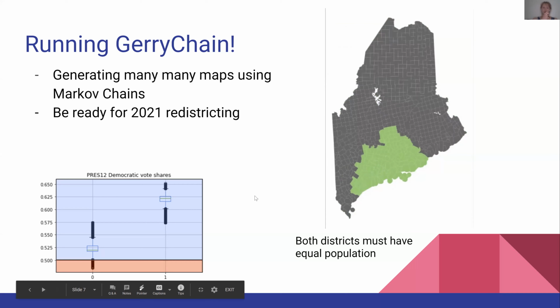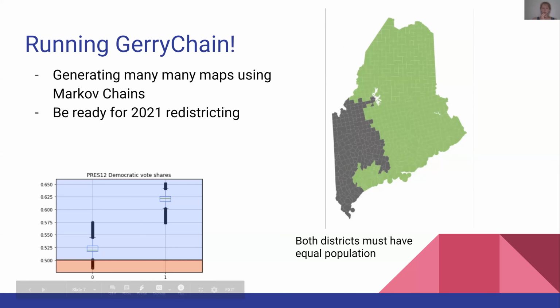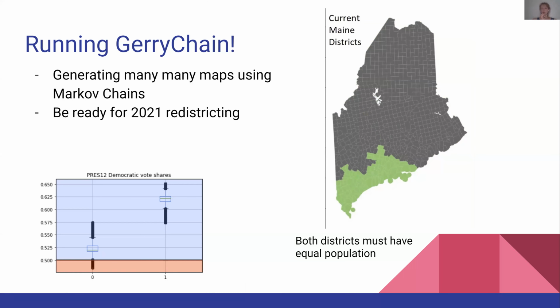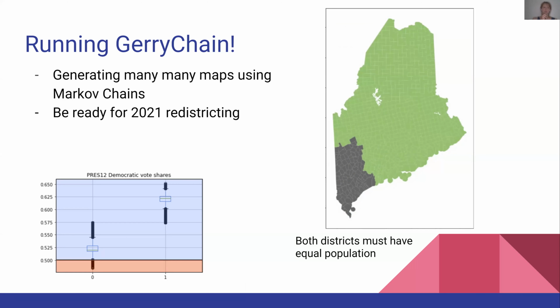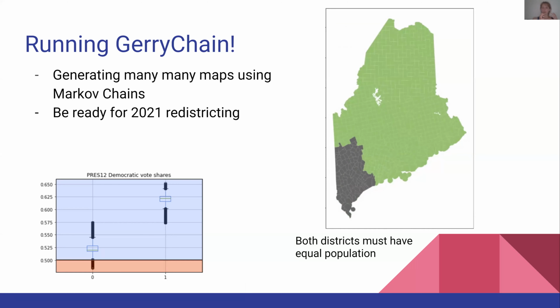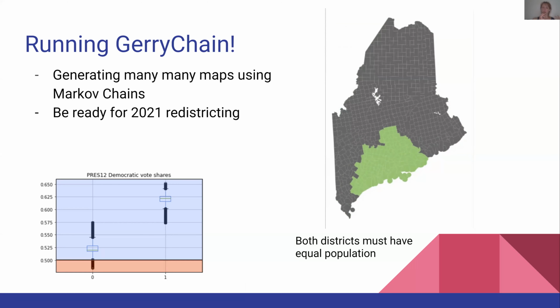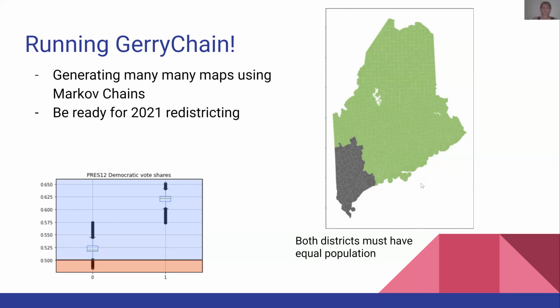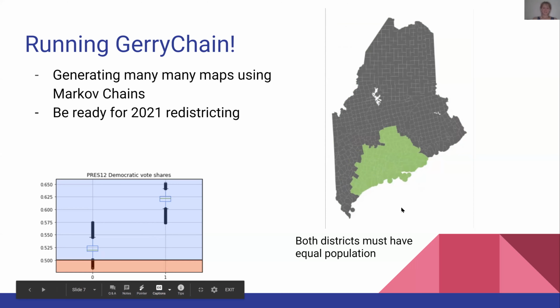So basically the overall goal with our process is to be able to create more histograms and box plots and be ready for 2021 redistricting, and be able to immediately identify if a map is an outlier, if it looks gerrymandered according to a large ensemble of maps. Thank you so much. Are there any questions? Let's thank our speakers.